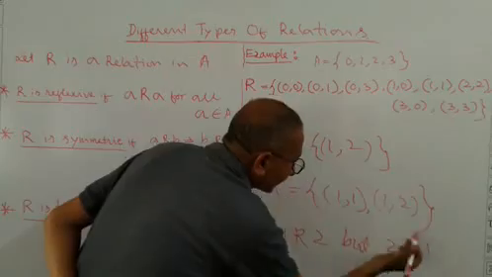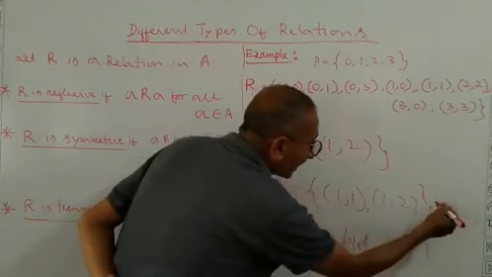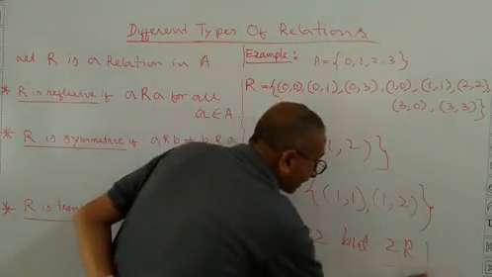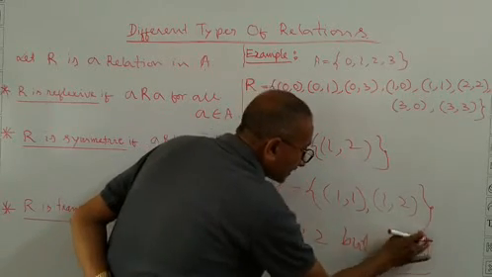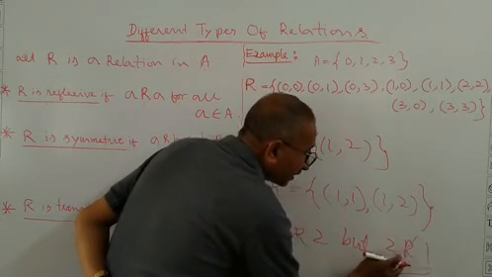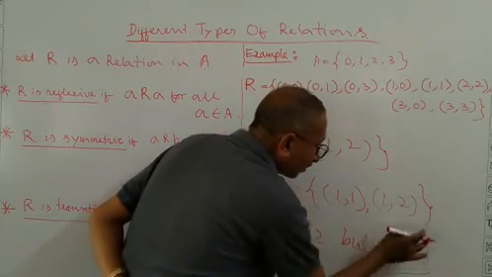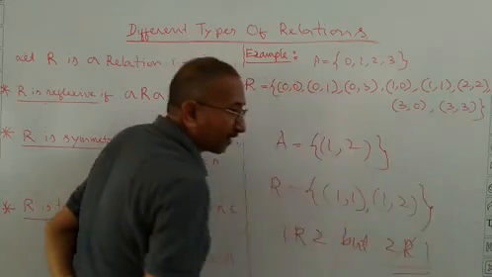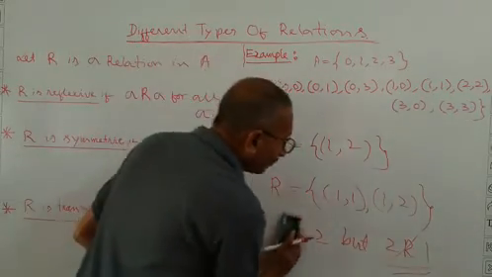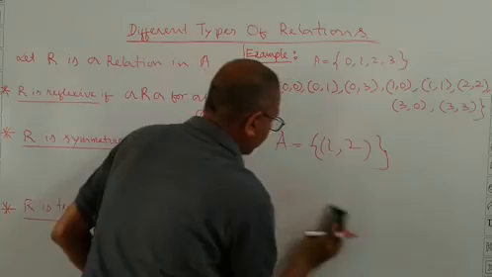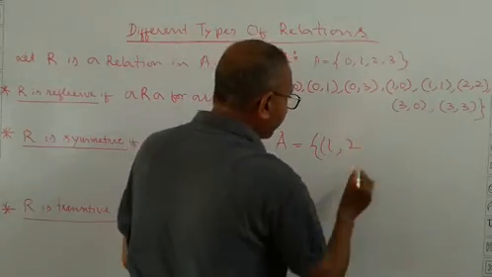Why 2 is not related to 1? Because 1 element is not there. That is, 2 is not related to 1. Why 2 is not related to 1? Because 1 is not there. Okay? In the same way, now let me write 3.